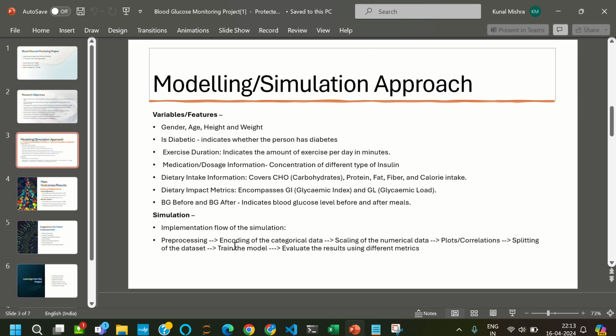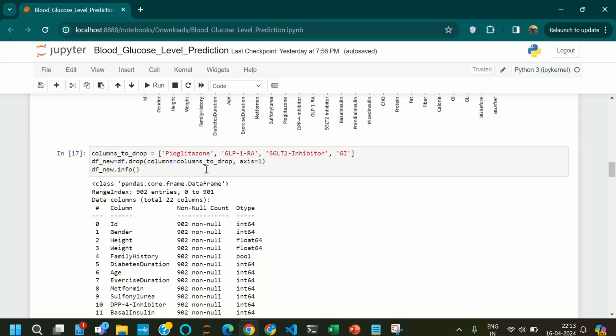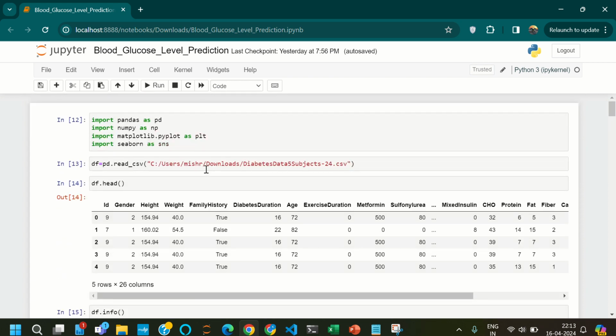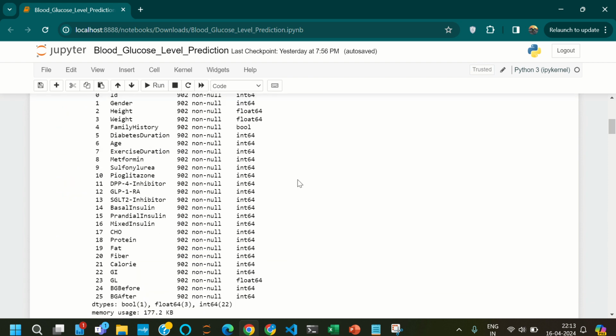So now what was our simulation approach? So this was our flow of the simulation. So let me show the code which we have done for this. So yeah, this is our Jupyter notebook, and here we have used machine learning approach to predict the BG after values. So here we can see we have imported the necessary libraries and then the data set, and then we have this information.